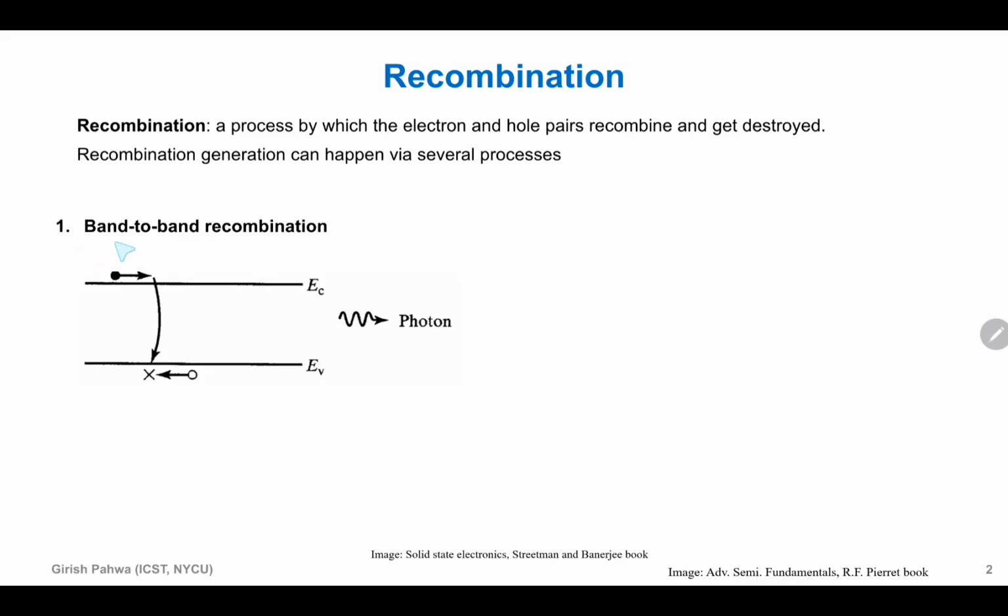So first of all, what we have is band-to-band recombination. As the name suggests, you have an electron in the conduction band, and directly it jumps to the valence band and recombines with the hole, and in the process it may release some energy in the form of, say, light, in the form of a photon. So that's band to band recombination. One electron, one hole, no other particle involved. I mean, of course there is a photon involved, but no other energy level is involved, just the direct jump from EC to EV.